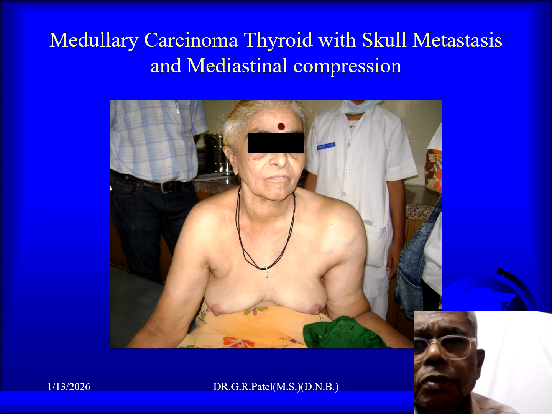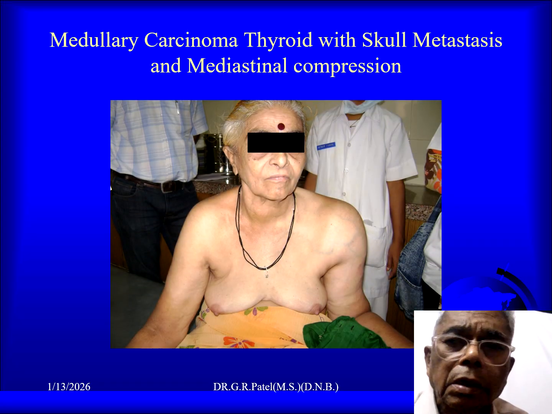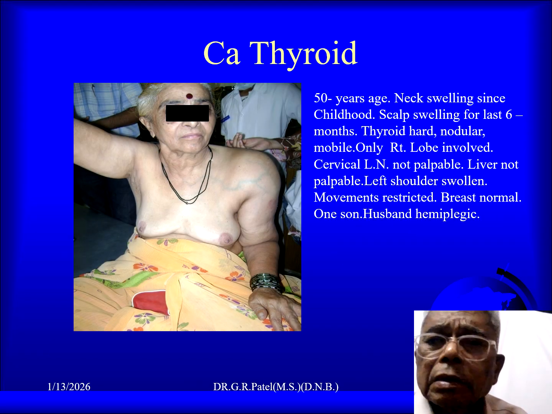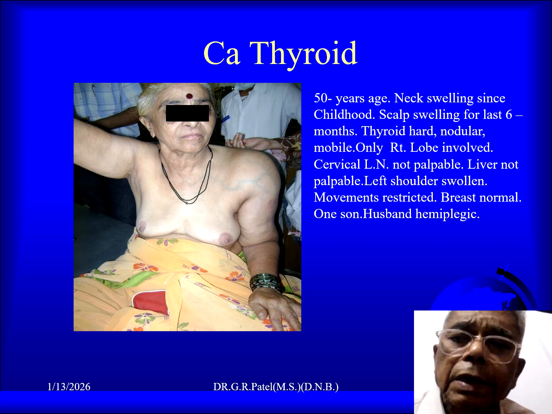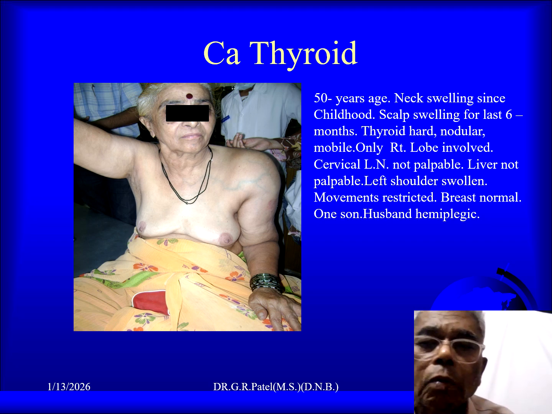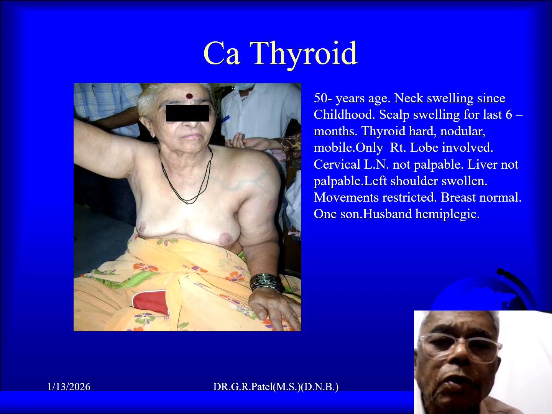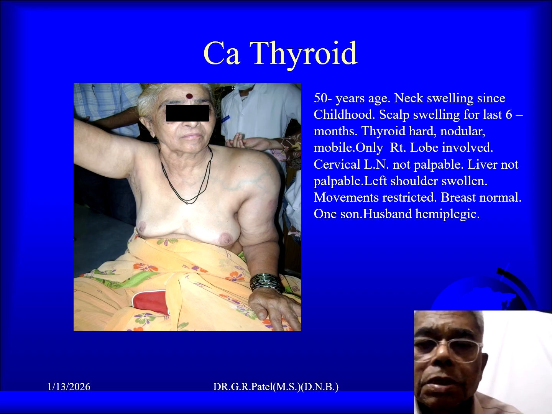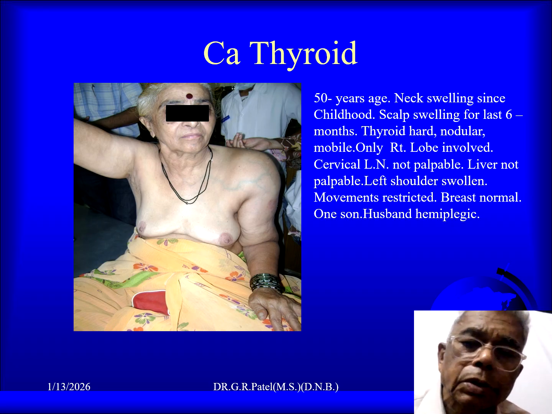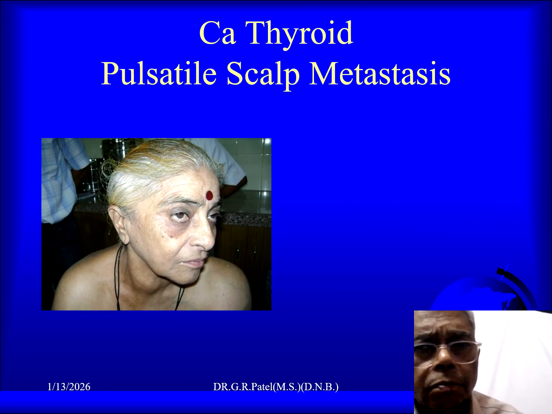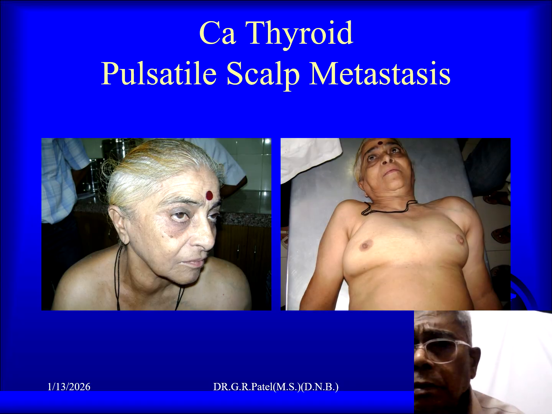Medullary carcinoma of thyroid with skull metastasis and mediastinal compression. Carcinoma thyroid, neck swelling since childhood, scalp swelling for last 6 months, thyroid hard, nodular, mobile, only right lobe involved, cervical lymph nodes not palpable, liver not palpable, left shoulder swollen, movements restricted, breast normal, 1 son, husband hemiplegic. Carcinoma thyroid, pulsatile scalp metastasis.